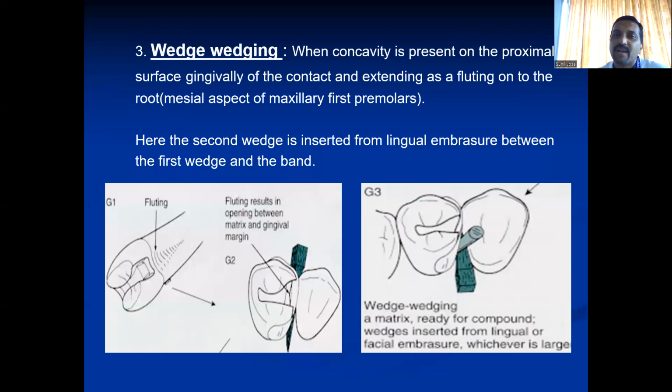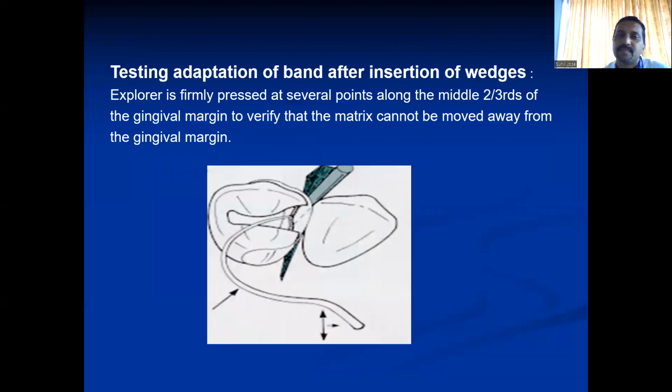Wet wedging, when a concavity is present on the proximal surface gingivally of the CEJ and extending onto the root, for example the mesial aspect of the maxillary first premolar. Here the second wedge is inserted from the lingual embrasure between the first wedge and the band. The remaining portion we will discuss in the next class.